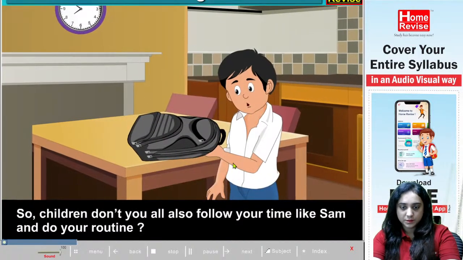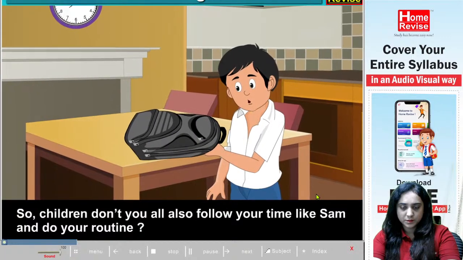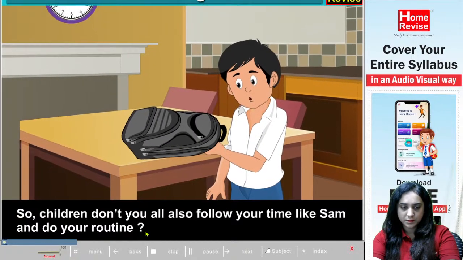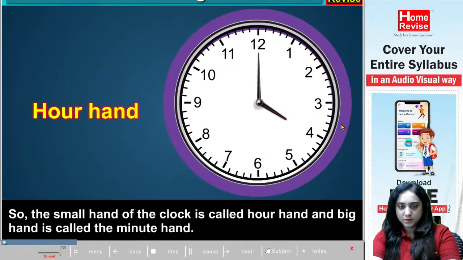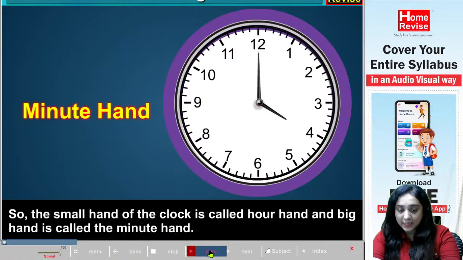So children, don't you all also follow your time like Sam and do your routine? So the small hand of the clock is called the hour hand, see this one, and the big hand is called the minute hand.